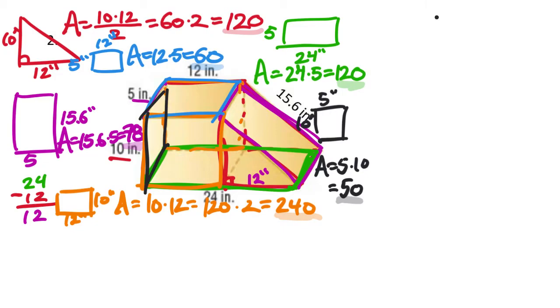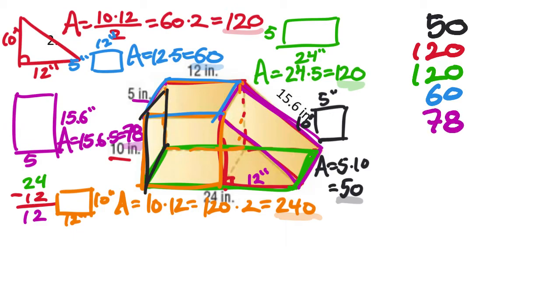So, I'll start with the 50 in black that I got right there, the 120 in red, the 120 in green. We got the 60 in blue. Not doing these in any particular order. And then in blue we had the 60. I got a purple 78. And I got an orange at 240 right there. Hey, I just want to double check and make sure I didn't miss anything. 1, 2, 3, 4, 5, 6 values. 6 values. There we go.